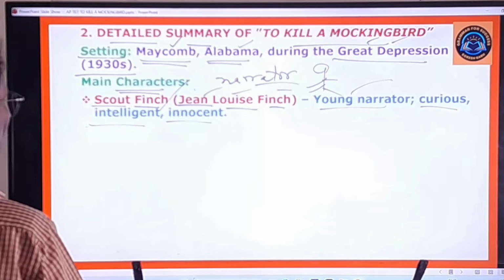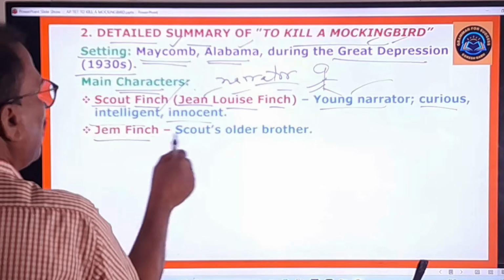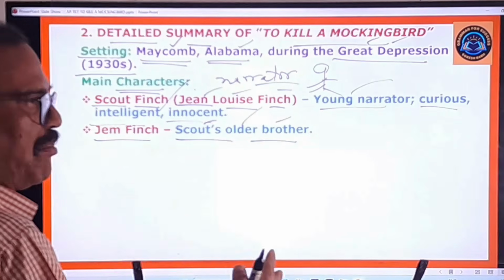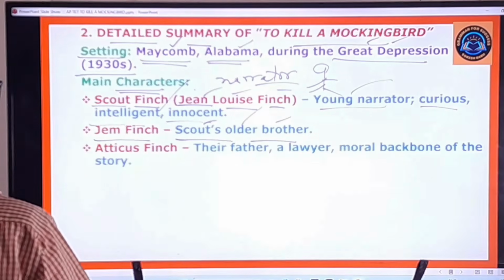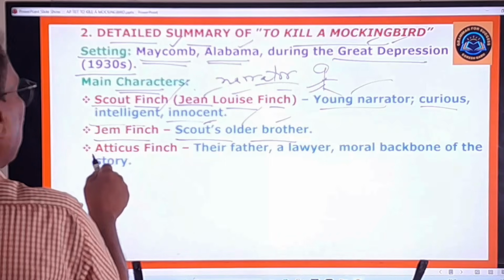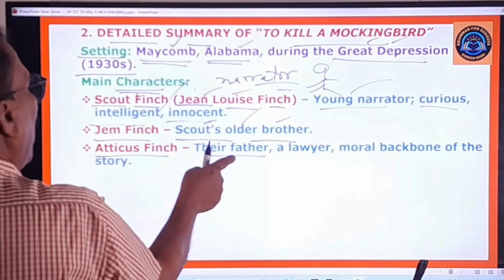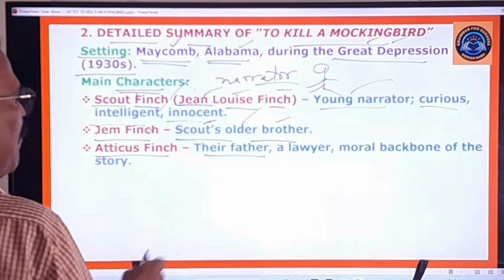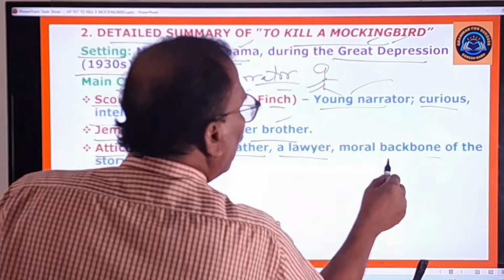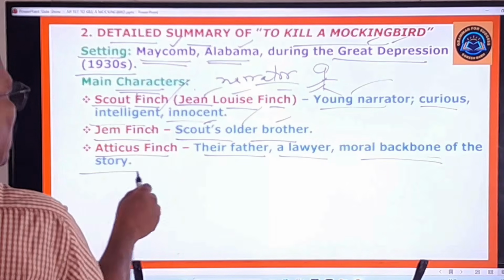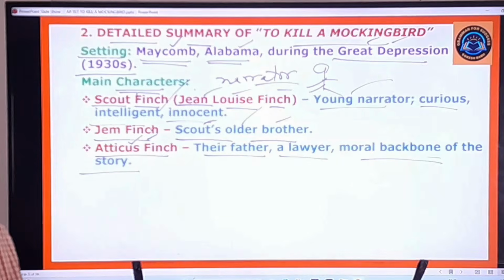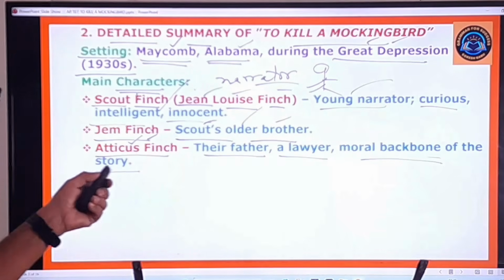And you go to the next character, Jem Finch. This is Scout's older brother, not younger brother, older brother. The third character of this novel is Atticus Finch. This is the father of these two youngsters. What was he? He was a lawyer. The moral backbone of the story. So this Atticus Finch was the leading character of this novel, and he was the moral backbone of the story.